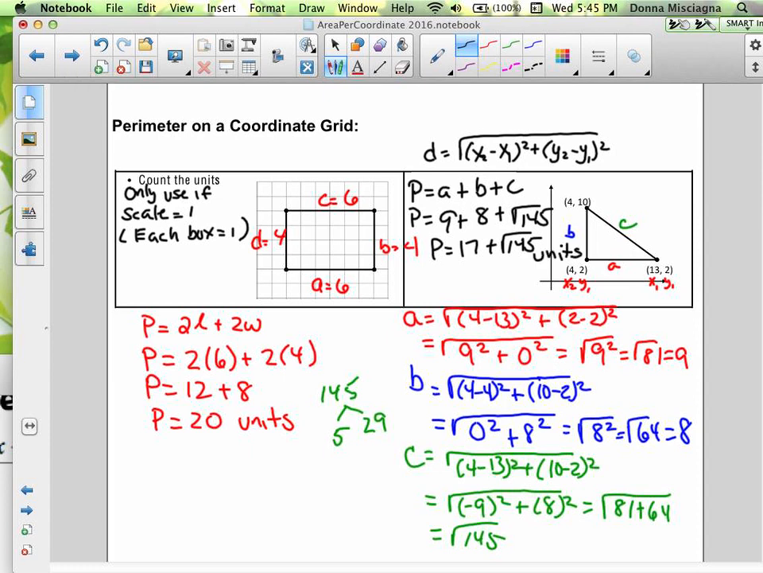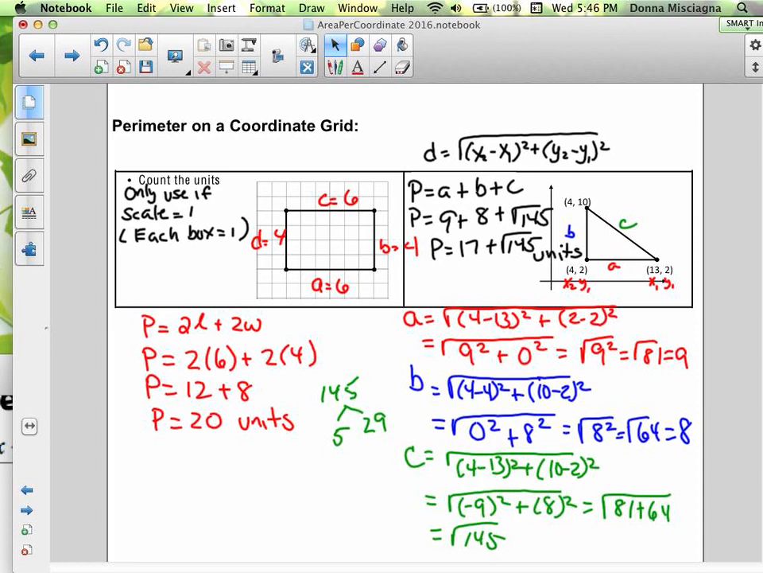If you absolutely feel you must get a decimal approximation, I guess you can, but really just simplify. Keep your radicals as radicals and just simplify them if possible. That way we have the exact answer. So this is exactly 17 plus the square root of 145.